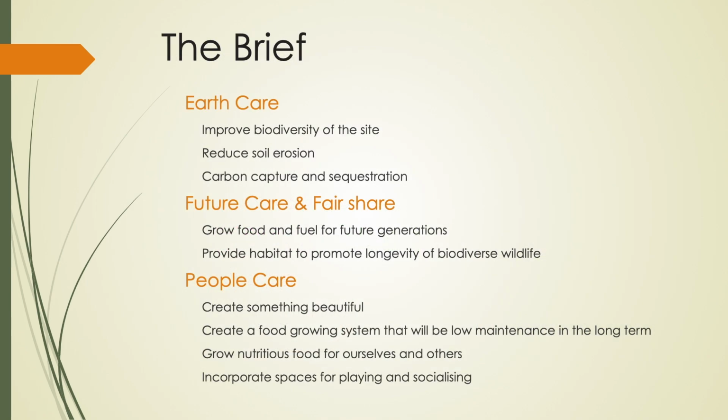So the brief for our forest garden is to apply permaculture ethics to our site. So from an earth care point of view, we wanted to improve the biodiversity of the site, which to start with was just a pasture for sheep. We wanted to reduce soil erosion that we could see on the steep slope, and we wanted to improve carbon capture and carbon sequestration to try and tackle climate change as best we can with the land that we have.